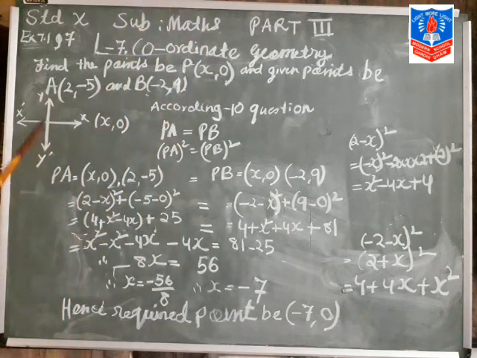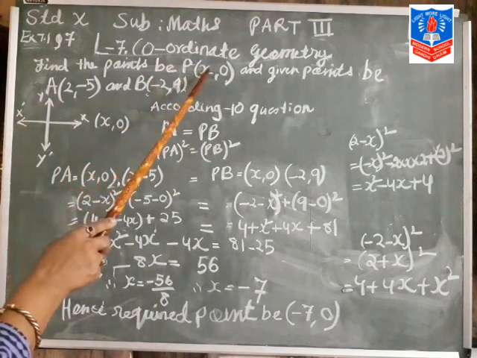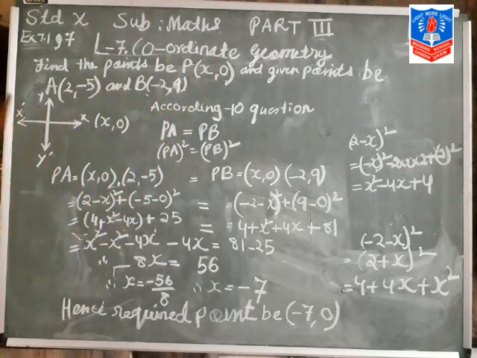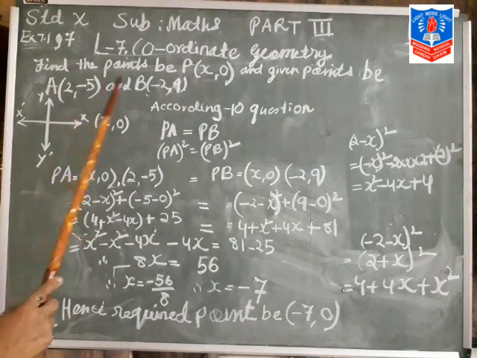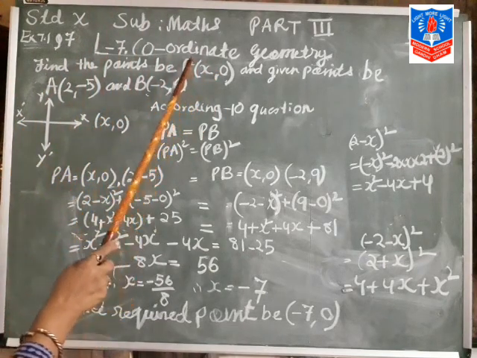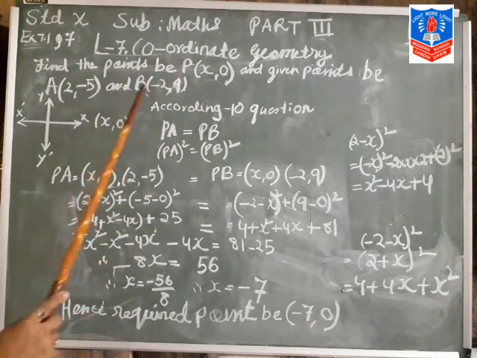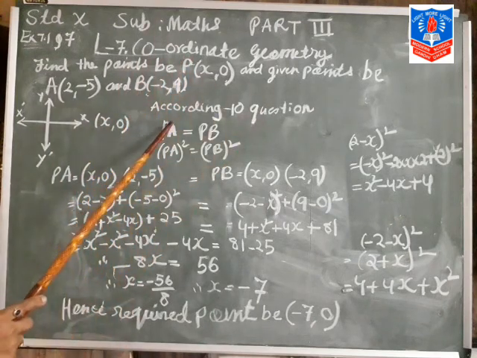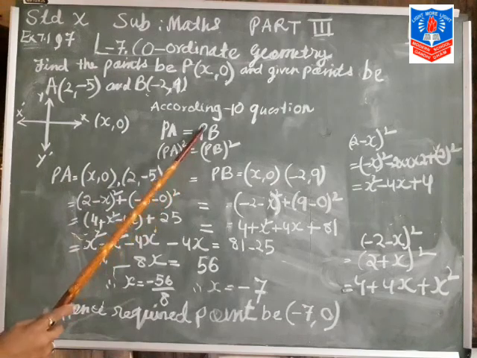This is your quadrant. On the x axis, what do we write? We write the x coordinate and the y coordinate 0. Is it understood? So P equals (x, 0). According to the question, we can write PA equal to PB.